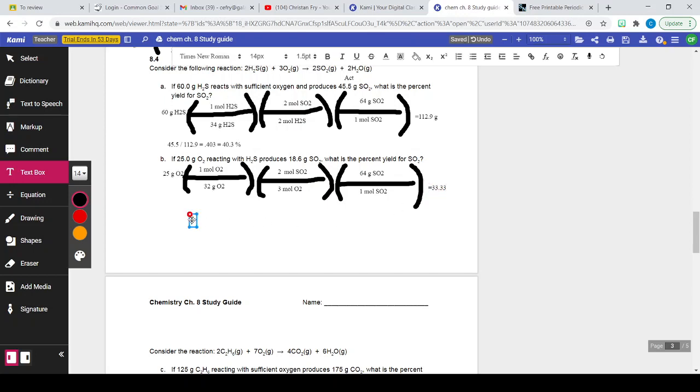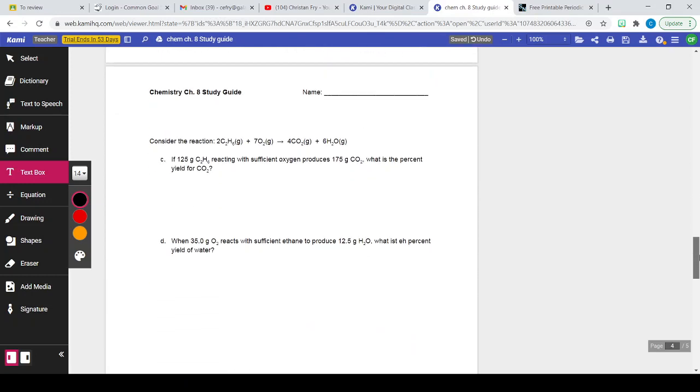So I'm going to take actual over theoretical, so my actual was 18.6, and divide by my theoretical, which equals 0.558, or really if you round it, it's going to be 55.8%. I just went ahead and moved the decimal places over.